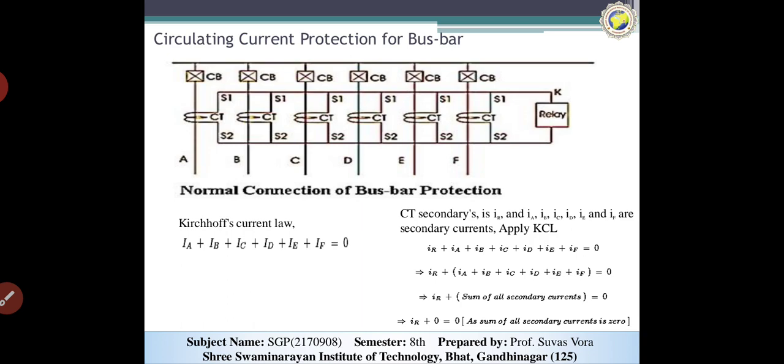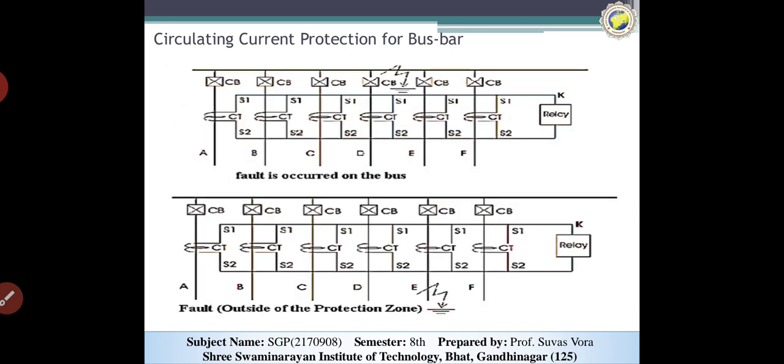If I connect both bus bar systems in parallel, what happens? When an external fault occurs, there is no change in the internal circuits, but when a fault occurs in the internal circuit, all the circuit breakers open with all the parallel feeders. So this is the basic disadvantage.